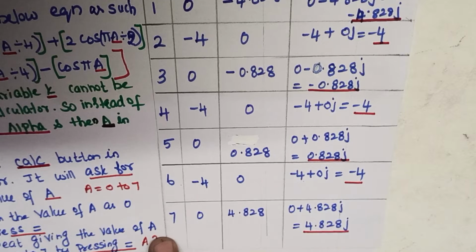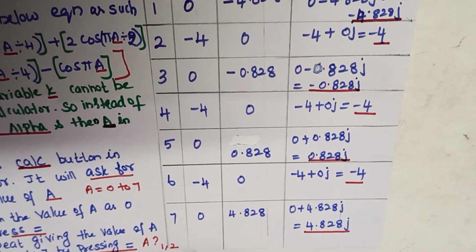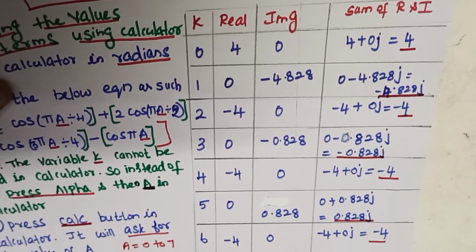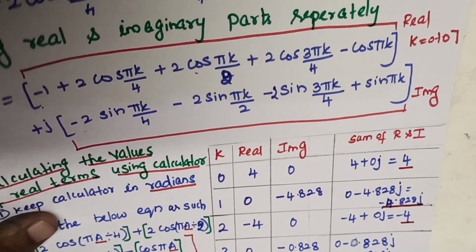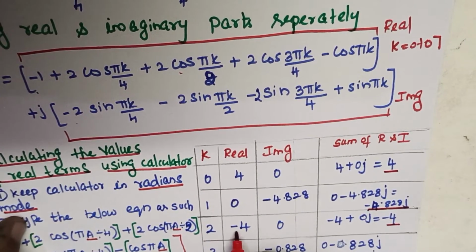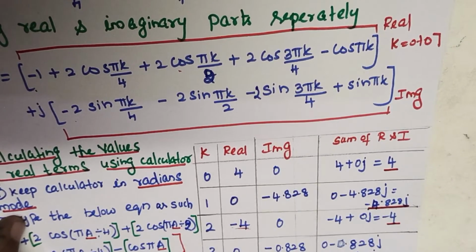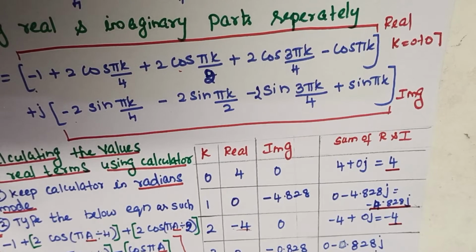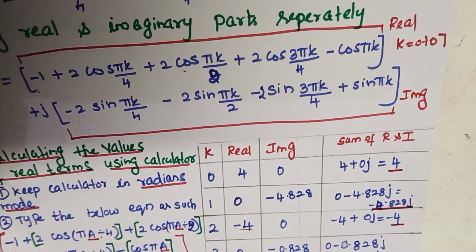It will ask for the value of A. We have to give the value of A as 2 now. Once 2 is typed, you press equal to. It will display the real value for K is equal to 2. I have got it as -4. Repeat the same procedure by pressing equal to again and again and giving the rest of the values for A.